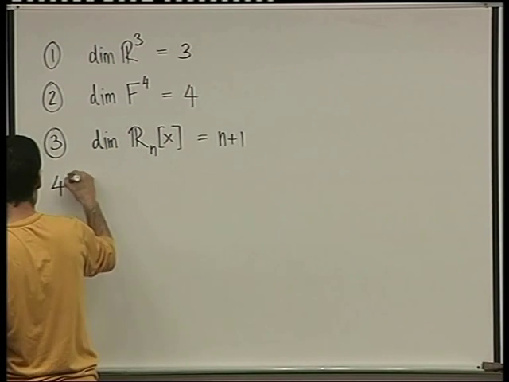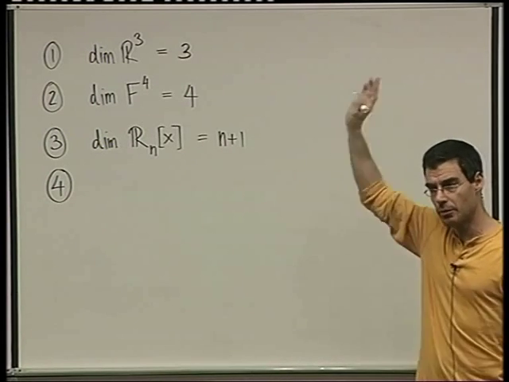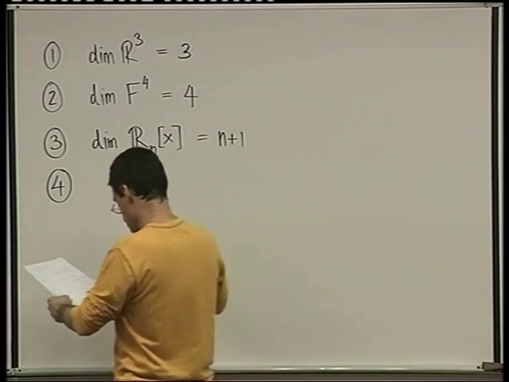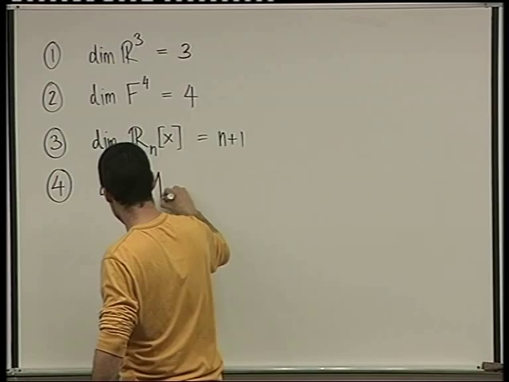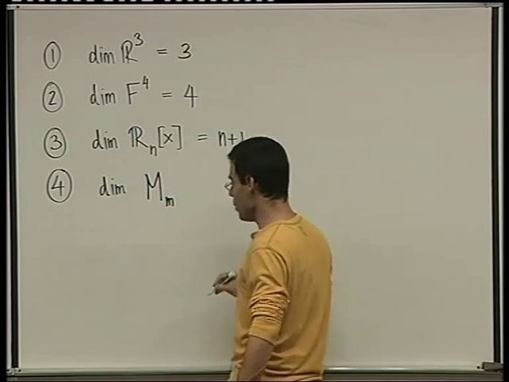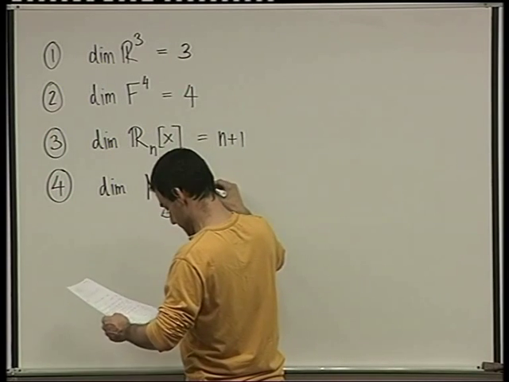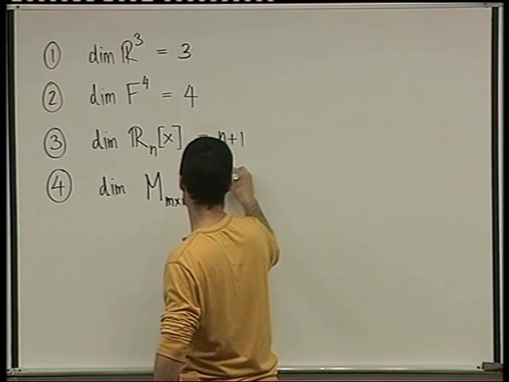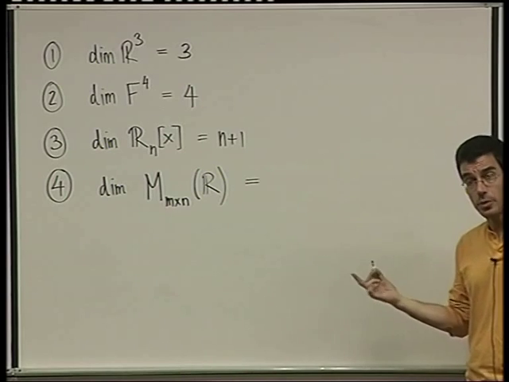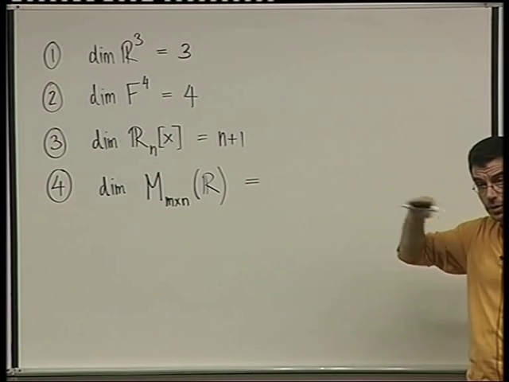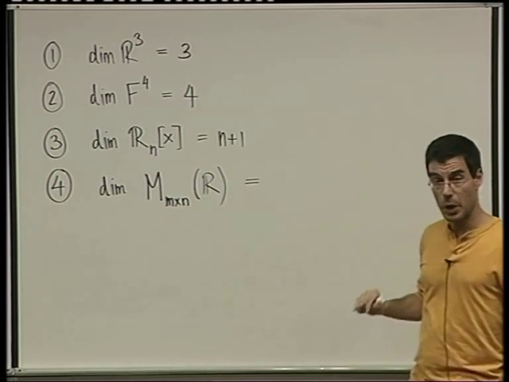Now please don't jump with the answer. Think and raise your hand if you think you know it. So what's the dimension of matrices with m rows and n columns over, let's say, R? What's the dimension of the vector space of m by n matrices?